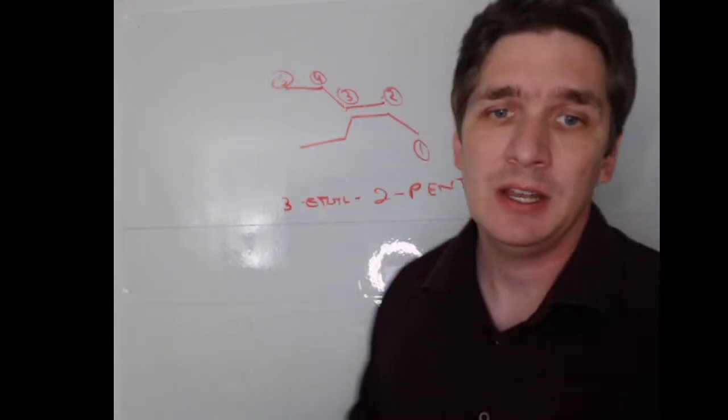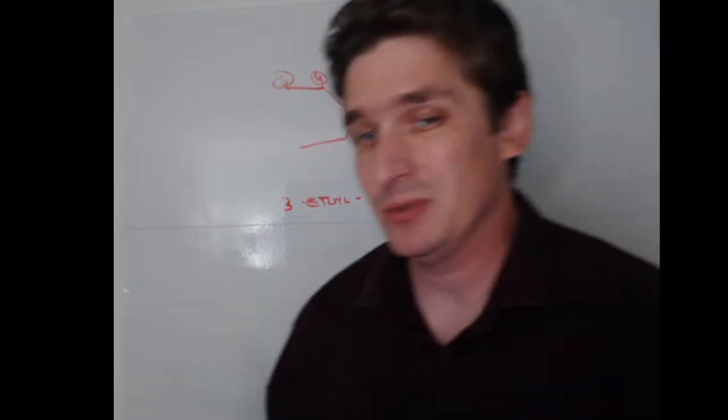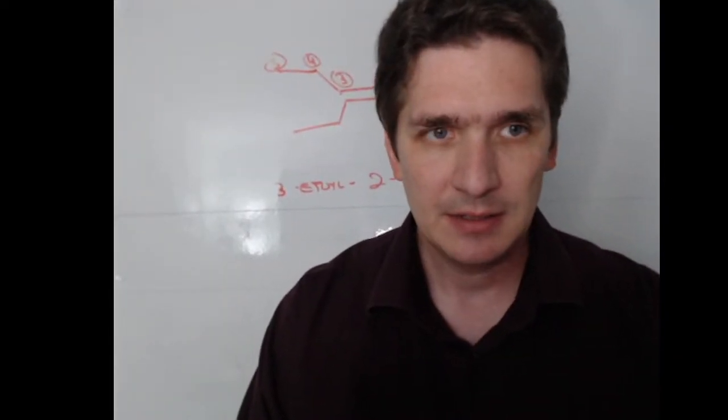ethyl-2-pentene. Now the reason we don't need the cis-trans here, we have 2 groups that are the same, so there's really no point using it. So if I use the 3-ethyl-2-pentene, that ends up being correct. All right, next question is question 8.